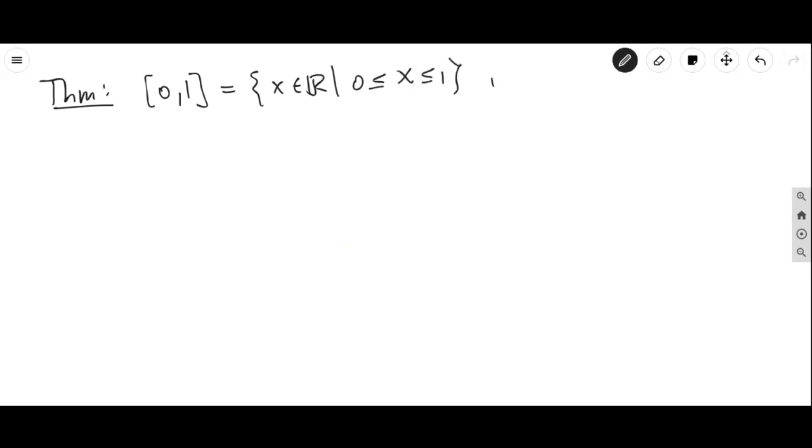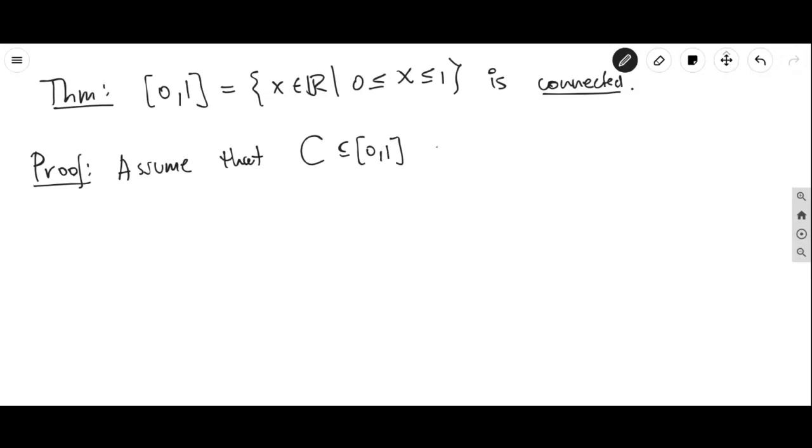Okay, so let's take this down, and this is going to be the theorem: [0, 1], which is just x in R with the property that x is between 0 and 1, is connected. It's a connected space. So, proof. We're going to assume that C, as a subset of [0, 1], is clopen. So we're going to assume we have a clopen subset of [0, 1].